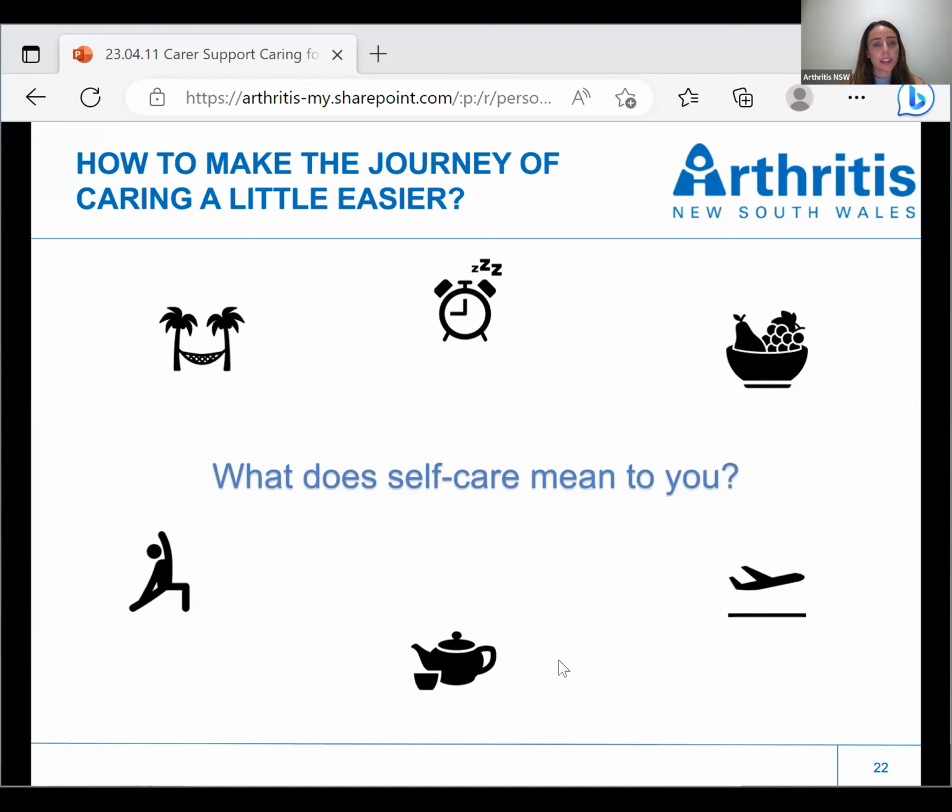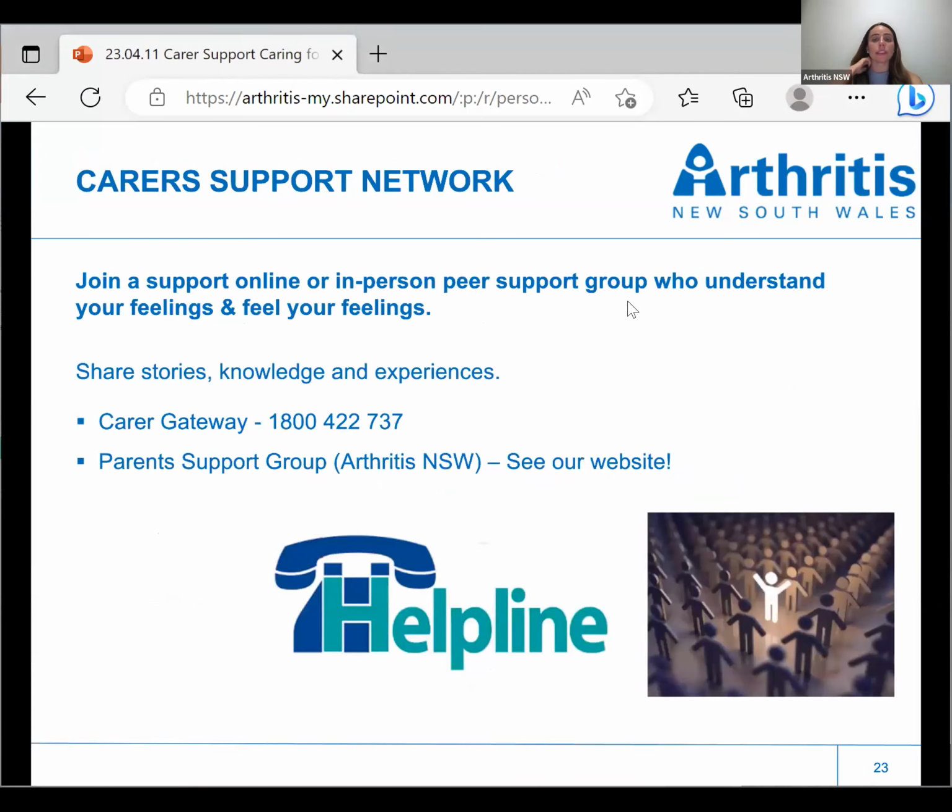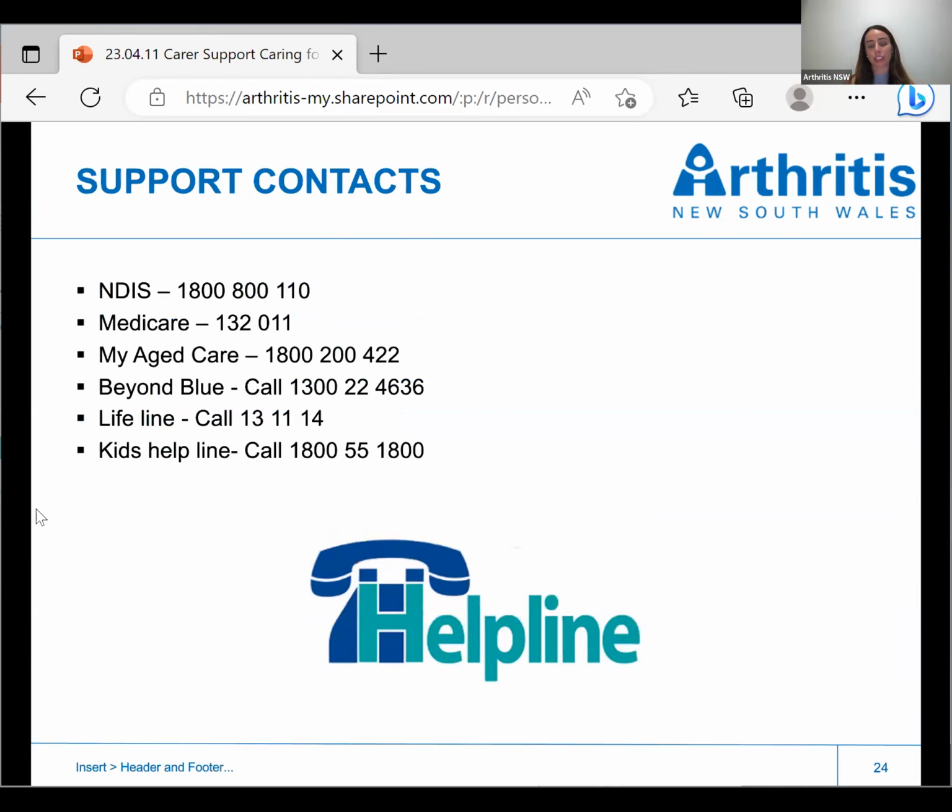We have some support groups here. Sometimes it really goes a long way to connect with other people who really understand what you're feeling and have felt what you feel. So we've got listed here some support groups that you can join as a carer. These can be online or in-person peer support groups. The Carer Gateway is an excellent site that looks at support specifically for carers. If you're a carer of someone living with juvenile arthritis, there is a parent support group available through Arthritis New South Wales. I would encourage you to jump on and check it out.